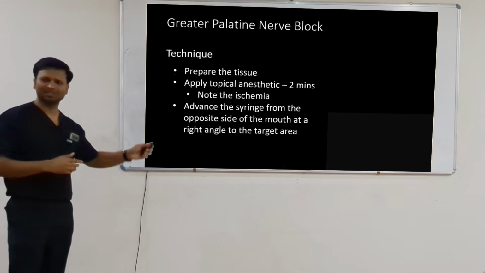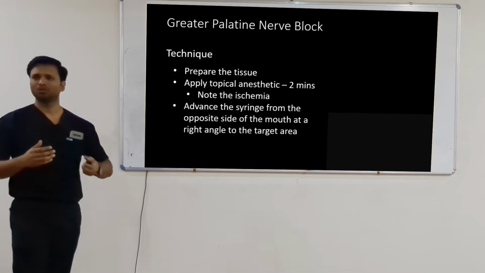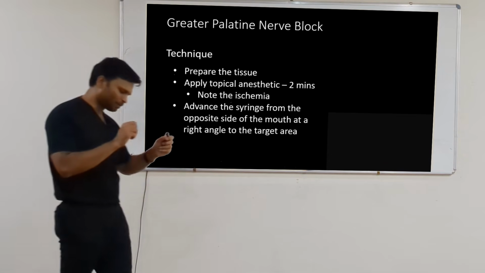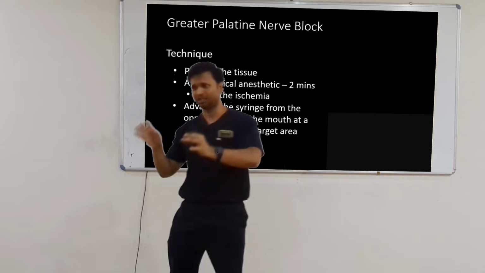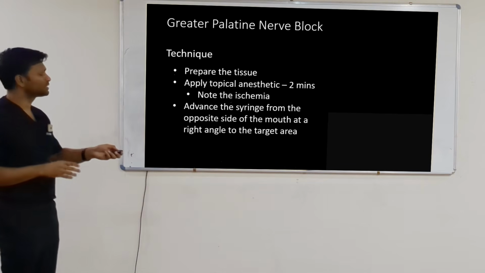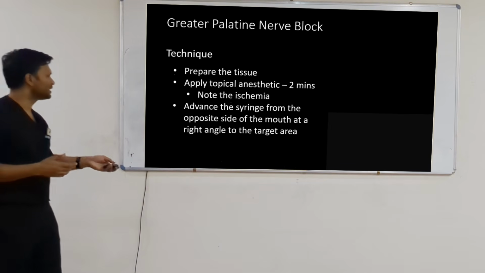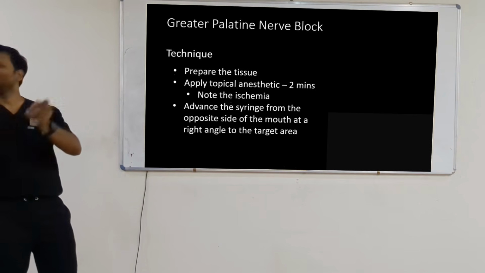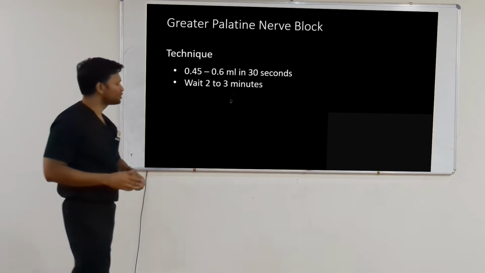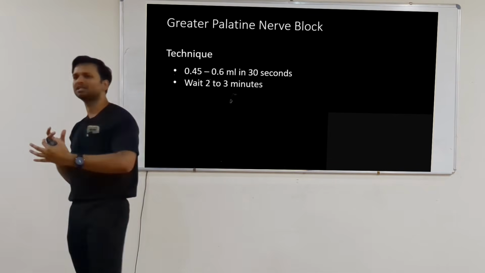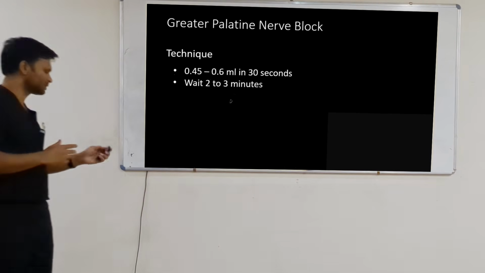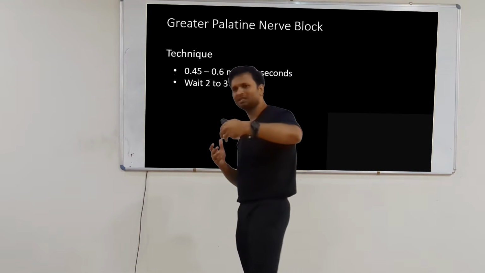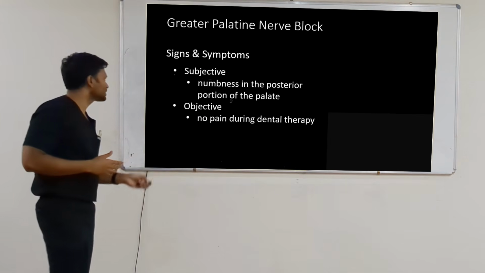As always, these things are common, so I'm going to run through them. Prepare the tissue, clean the area, and apply topical anesthetic. That is it. Once you apply the topical anesthetic with pressure, there will be some ischemia. Try to keep the topical anesthetic for 2 minutes; I keep it for 1 minute, which is more than enough. Then advance the syringe from the opposite side and insert the needle 1 to 2 mm anterior to the foramen. How much LA solution is to be deposited? 0.45 to 0.6 ml over a duration of 30 seconds. After you've deposited the LA, wait for 2 to 3 minutes for the local anesthesia to act. So what are the signs and symptoms?